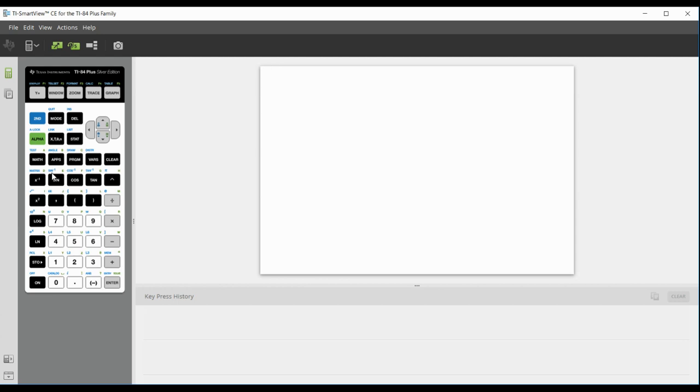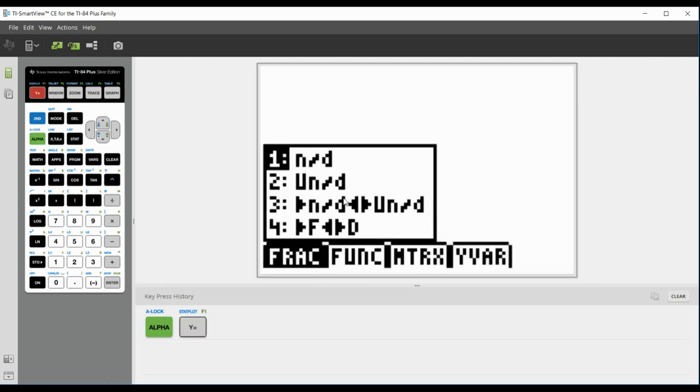We're going to go ahead and start by making our fraction. So it is the alpha button, alpha, and then y equals. You get this nice little pop-up. If you don't see the pop-up, it means your calculator needs to do an update. So there is a cord you can connect your calculator to the computer. You can go to the Texas Instrument website and look up the latest update.